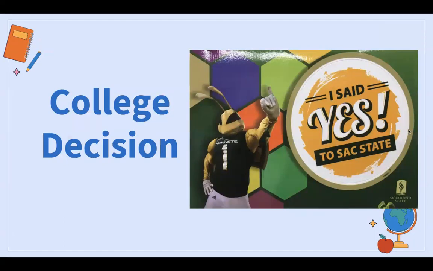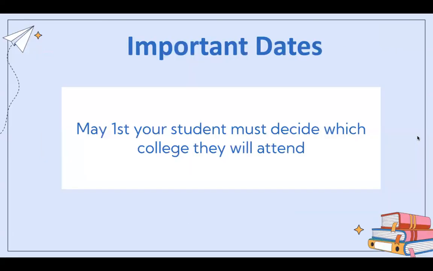Next is college decision. What are the next steps after choosing a college? When does your student have to decide what college they will accept? Here's an important date to keep in mind. May 1st is the deadline for your student to make a choice of which college they plan to attend.